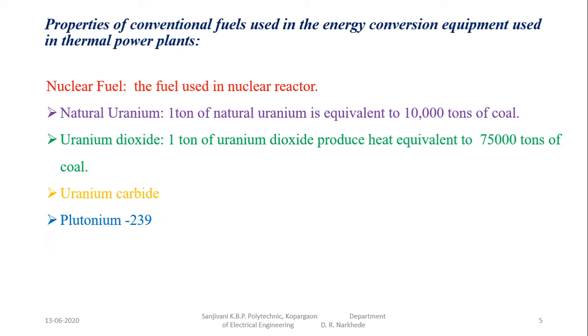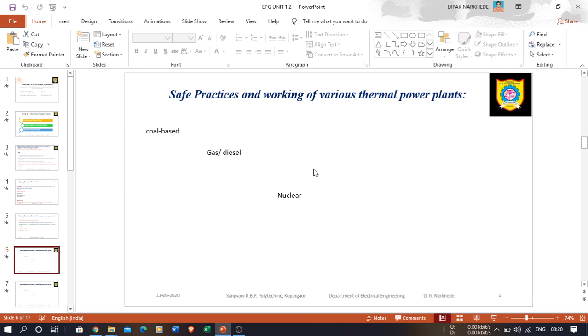Then the last is plutonium 239, which is most likely to be used in the fast reactor. It is highly toxic. If it enters the body, it is retained in the bone lining where the alpha particles damage the bone marrow and adjacent bone forming tissue. All work on plutonium must be conducted in hermetically sealed glove boxes. So these are some of the fuels commonly used for generating electricity.